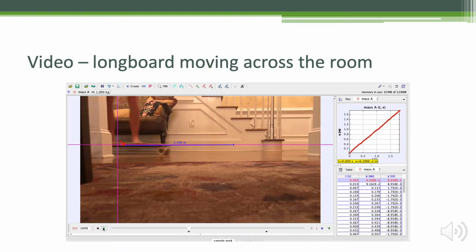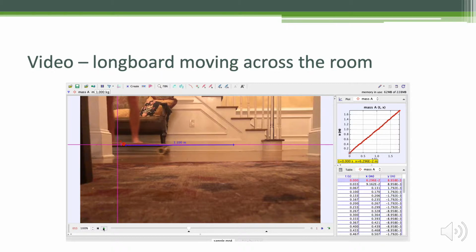Here is my video of the longboard moving across the room. As you can see from the red dots, that is me tracking the position of the center of the longboard as it moves from one side of the room to the other. And you can also note that the longboard was 1.1 meters long.